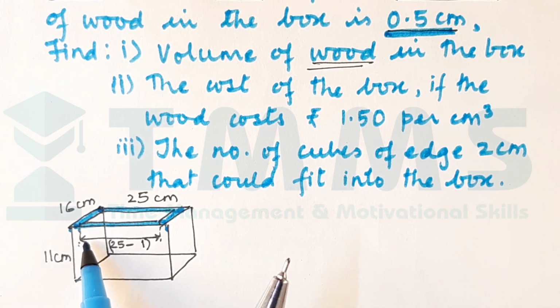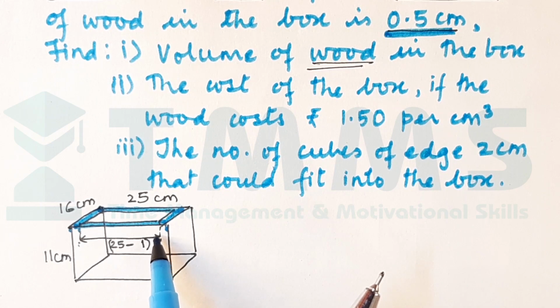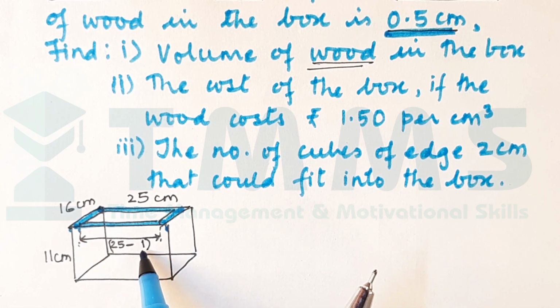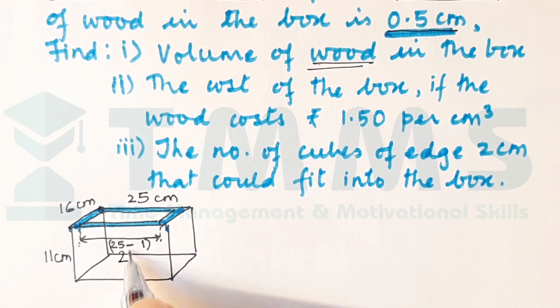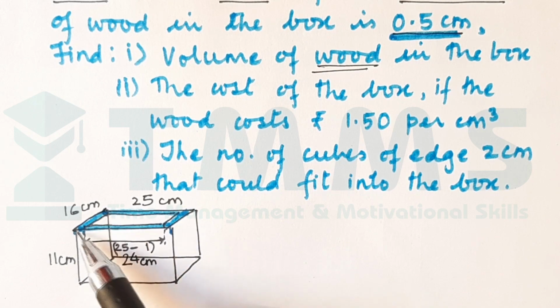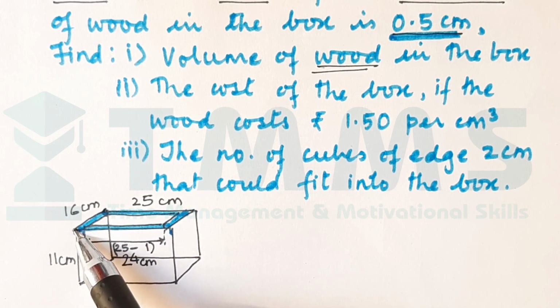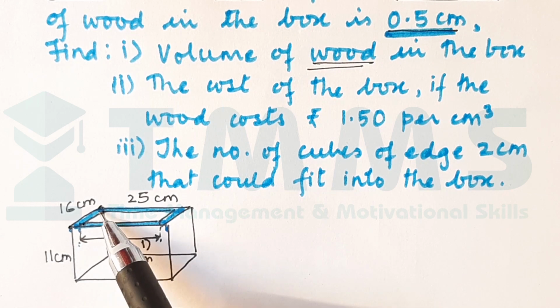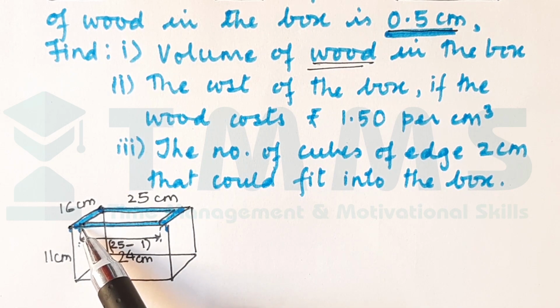So tell me, what will be the inner length? It will be total external, that is 25, minus 0.5 here, and 0.5 means minus 1. So that will be equal to 24 centimeters. Okay. Now, same way the inner breadth, if outer breadth is 16, the inner breadth will be from here to here. That will be 0.5 less from here, 0.5 less from here. So it will be 16 minus 1, that will be 15.